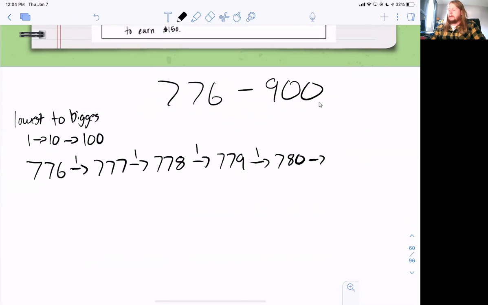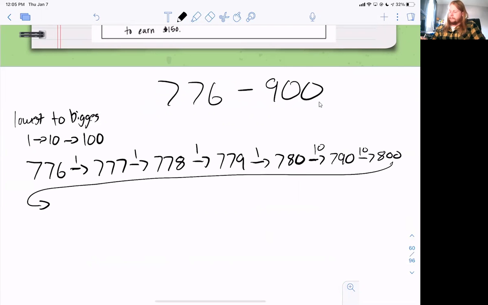Now, we could keep going by ones, but we could be more efficient. Since I got to 780 where the 0 is, now I want to count by tens, because now I'm at a tens place and I can get to a hundreds place after that. So I'm going to go by 10 to get to 790. And then I'm going to go by 10 to get to 800. Then I'm going to put my arrow down here. So now I'm at 800. Now I can go by hundreds because we still need to get to 900. So I'm going to go by 100 and get to 900.